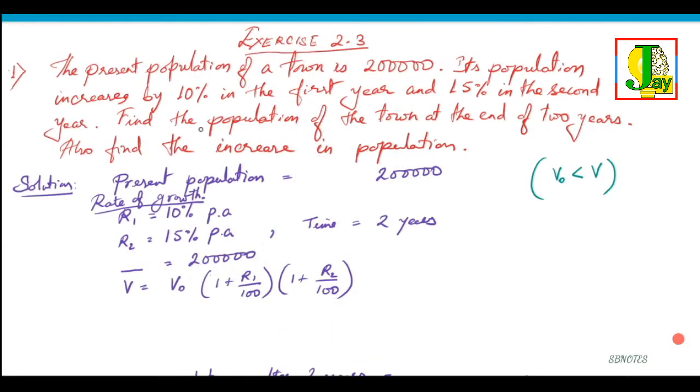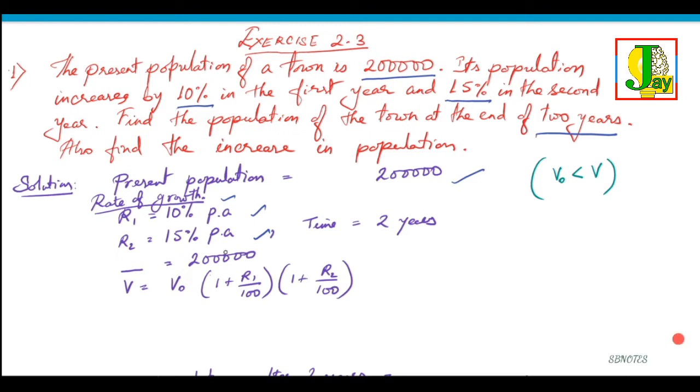Now let us solve some questions from exercise 2.3. Question number 1 says the present population is 2 lakh. So the present population is given, and the rate of growth, that's a growth problem, is given as 10% and 15% for the 2 years. First year it's 10% and the second year it's 15%, and time is 2 years. Now remember, this is the case of growth. So the formula is V equals V naught into (1 plus R by 100) whole power N.